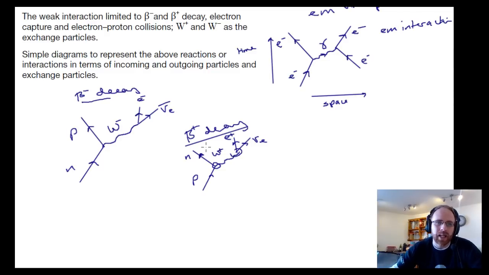Electron capture and electron-proton collisions. So these are going to look the same. Electron capture is when an inner shell electron is captured by a proton in the nucleus, changing that proton into a neutron. An electron-proton collision would be the same thing, except when they're in free space.